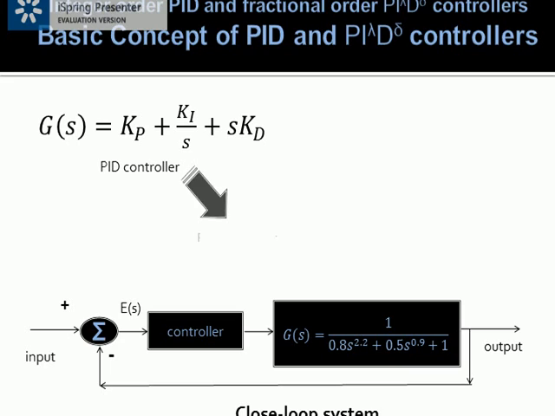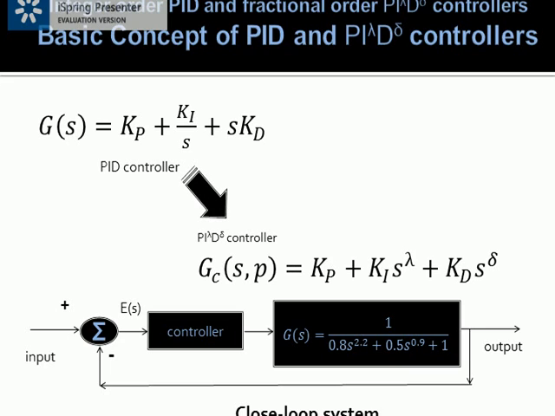The fractional PI lambda D delta controller is described with two more parameters, which you can see. The two extra degrees of freedom let us better adjust the dynamical properties of a control system.